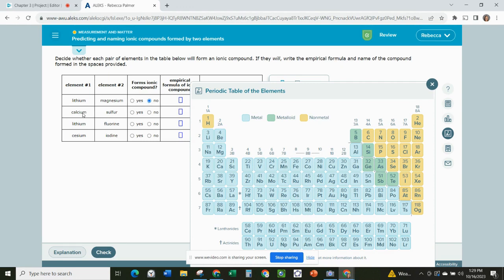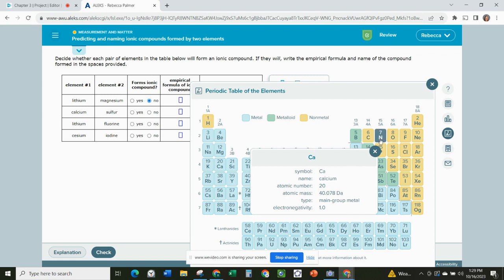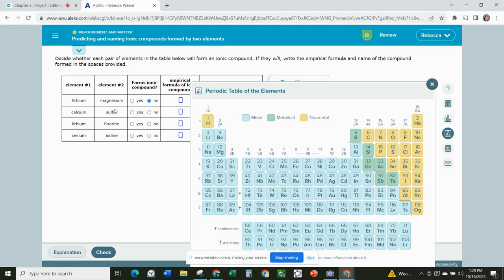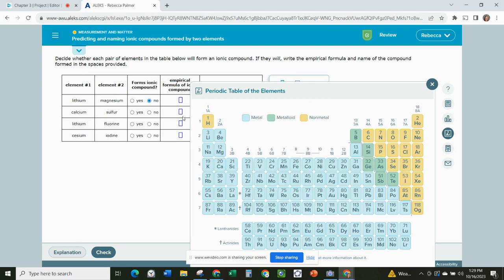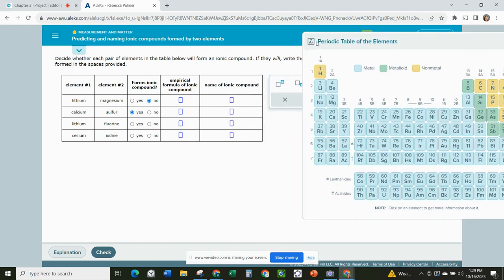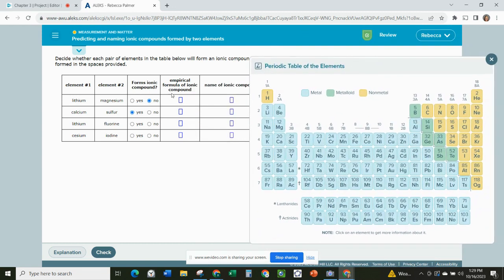Okay, the next one is calcium and sulfur. So we go over here, calcium is a metal, and then sulfur over here is a nonmetal. So this will form an ionic compound. We have a metal and a nonmetal. So yes. The next thing that we need to do here is write the empirical formula.